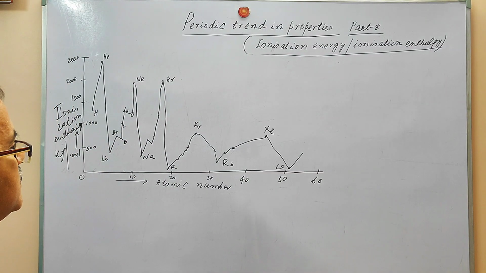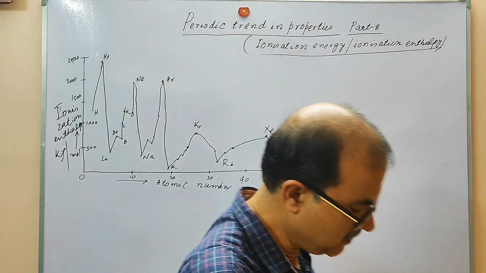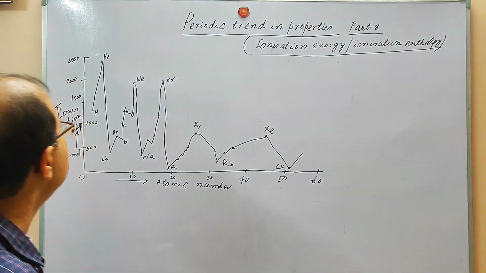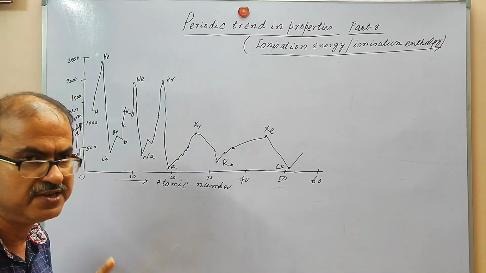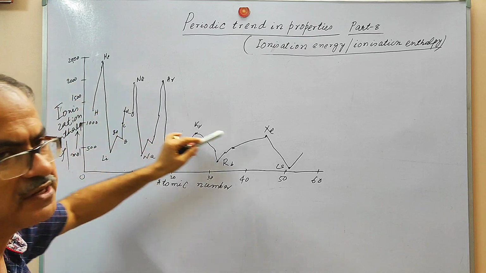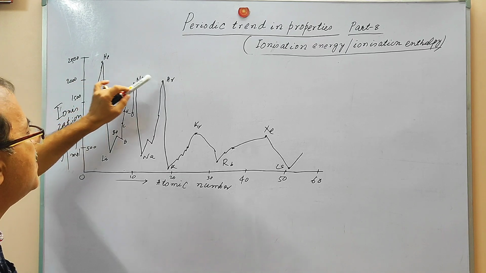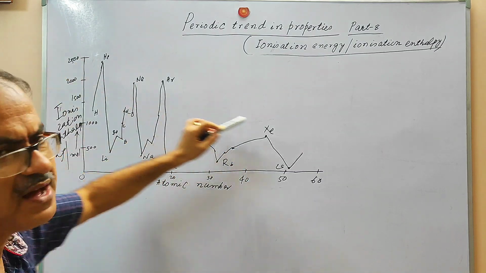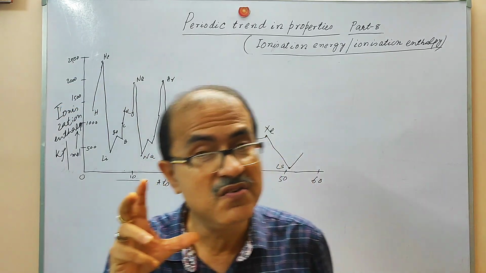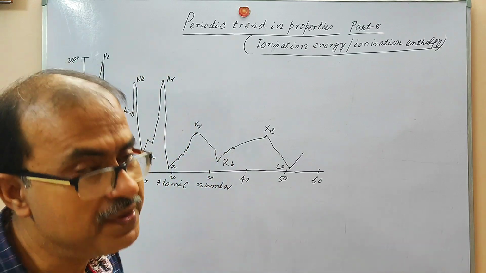This is the graph you can see for the first 60 elements, and this graph has been drawn to understand how the ionization enthalpy behaves across the periods and down the group. You can see the periodicity of this ionization enthalpy is very striking. Here you can see helium, a maximum point of this curve, where the ionization enthalpy is very, very high. This is for the noble gases, that is helium, neon, argon, krypton, xenon, all having the highest ionization enthalpy because their shell is completely filled, and you will need a higher amount of energy to remove any electron from them.